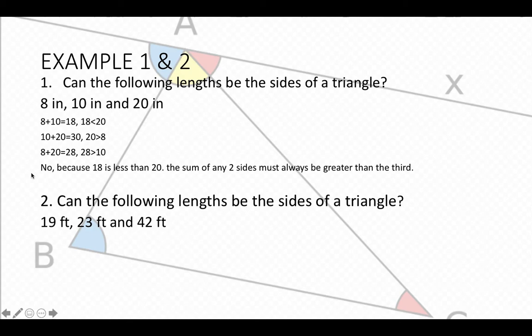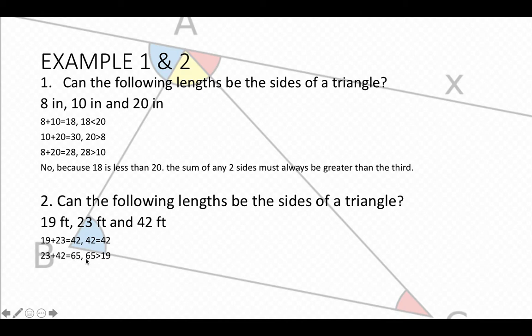Let's look at example number 2. Can the following lengths be the sides of a triangle? 19 feet, 23 feet, and 42 feet. So let's go through and add them together. 19 plus 23 equals 42. 42 equals 42.